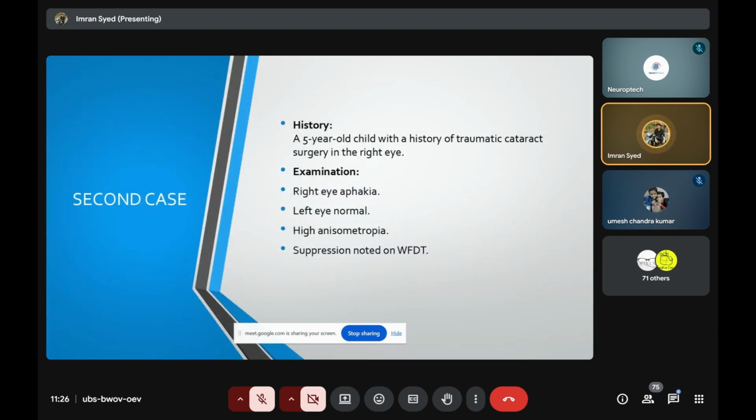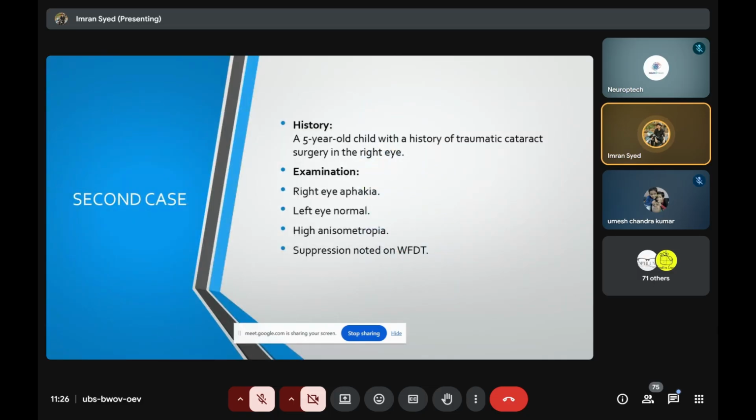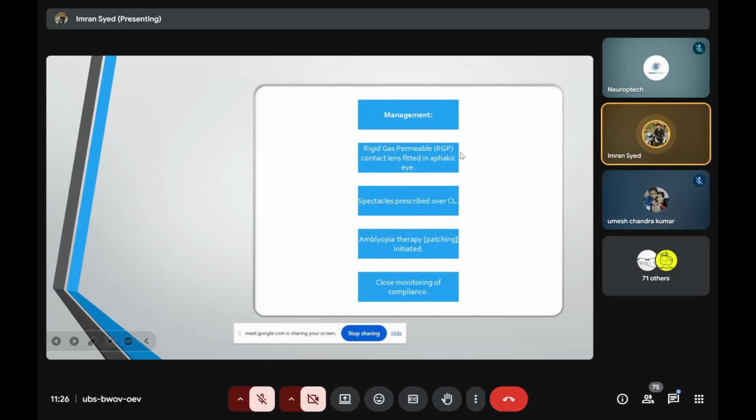In the second case, we have given RGP lenses. Why? Because it is a case of traumatic cataract, we can assume that there might be some amount of irregular astigmatism. For that irregular astigmatism, only RGP lenses can correct it. So that's the reason we have given RGP lenses, and spectacles were prescribed over that contact lens.